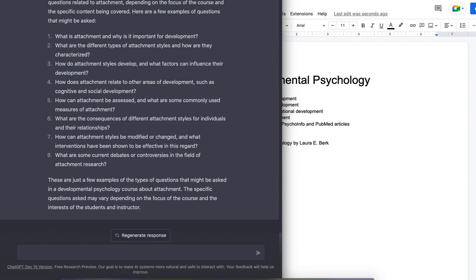So here you could go on and ask GPT even these questions, or you could just go online and learn about attachment theory and come back and test yourself to see if you can answer these questions. You can even ask for multiple choice questions. If you want to give yourself a quiz, you can say generate 3 multiple choice questions about attachment. Let's maybe ask one of these. So how do attachment styles develop, and what factors can influence their development?